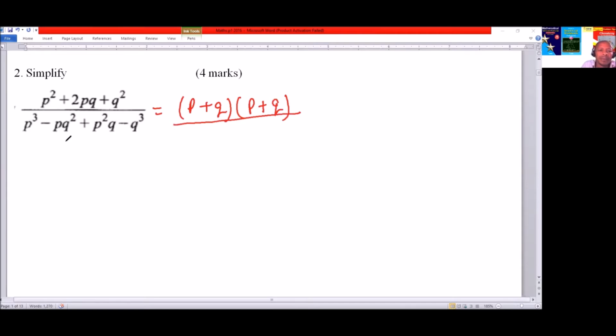In the denominator, we can start by factoring here. We factor out p, and we'll be left with p squared minus q squared. We have factored p here, so we have been left with p squared. That is what we have. For the other one, we can factor out q, and we'll be left with p squared minus q squared.